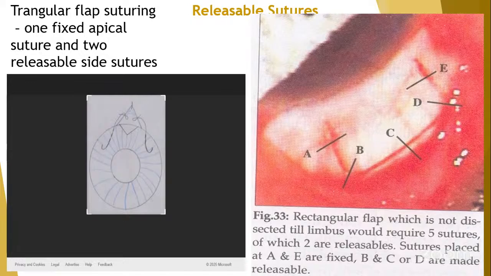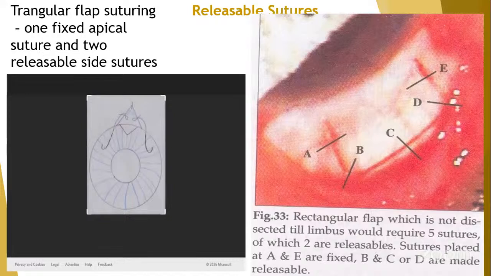intra-op. If it is a triangular flap that I have made, I would usually put one fixed apical suture and two side sutures. Some people just do the apical suture and they're comfortable. It depends on how your AC is and how you ballot your eyeball, the cornea and the AC. But the good reason for putting the releasable sutures is you don't want hypotony and you want to be under control.